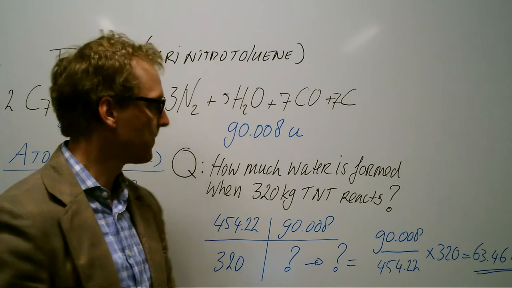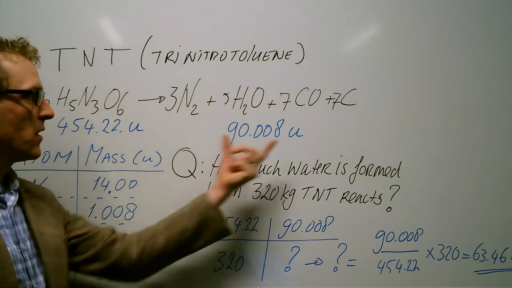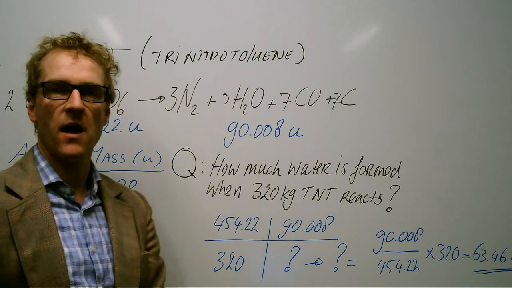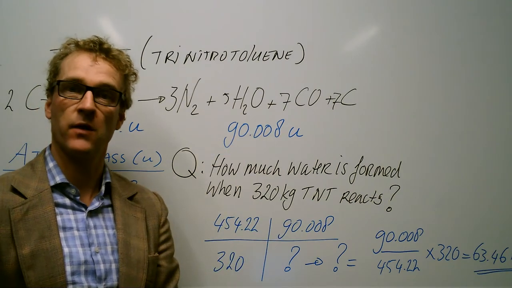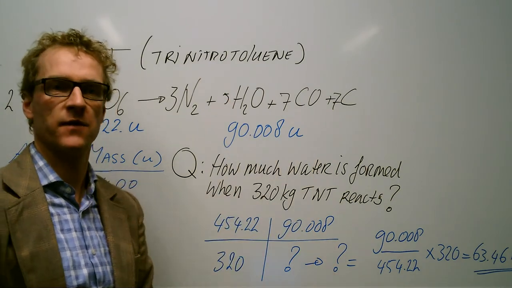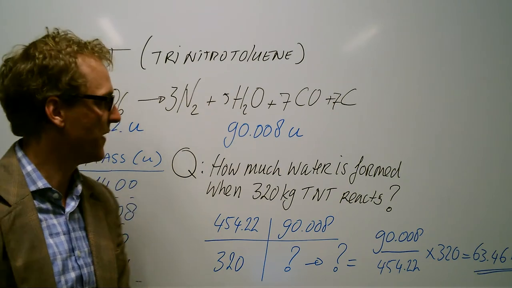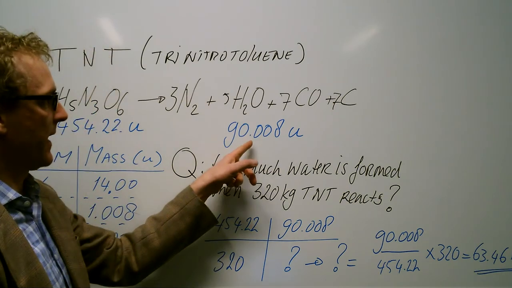kilograms of water. So out of our 320 kilograms of TNT, we get just 63.5 kilograms of water. That, of course, will be water vapor. Because of the explosion, the temperature is way above 100 degrees, so it'll be water vapor. So it'll be in a gas phase.